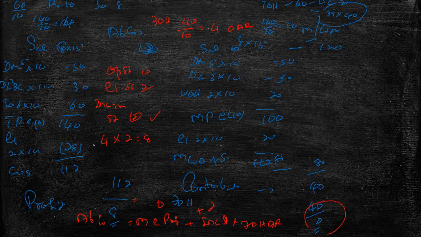What is the fixed overhead absorption rate? Total fixed overhead is 40. Number of units 10. 4. 2 into 4. So can you see that is how this 8 is arrived at.